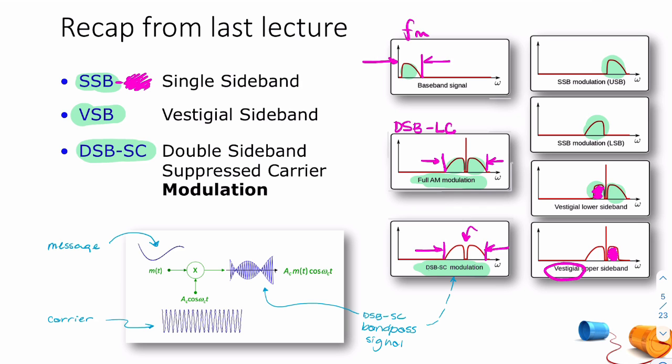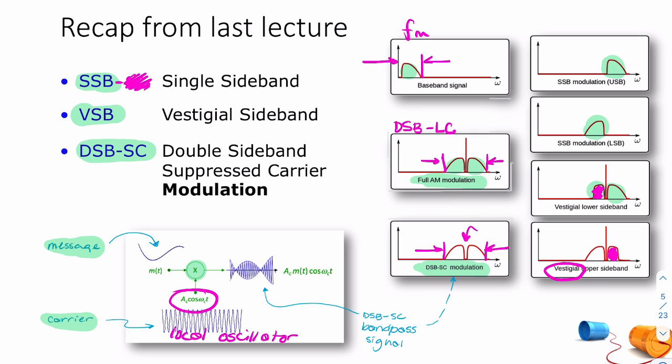We also spoke about how DSB is modulated, how it's generated, and today we'll talk about how it's demodulated. As a reminder, mathematically, in contrast to experimentally, in the lab, generating DSB isn't this easy, but for our purposes, we'll just look at it mathematically. It's a simple multiplication process where you have your baseband message and your high frequency carrier. This carrier is the result of a local oscillator.